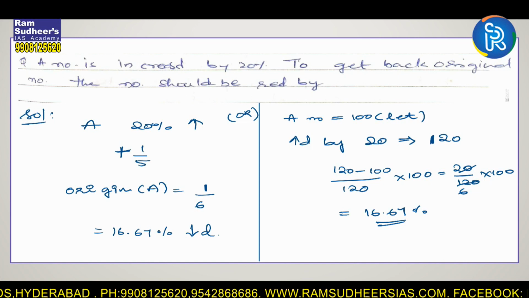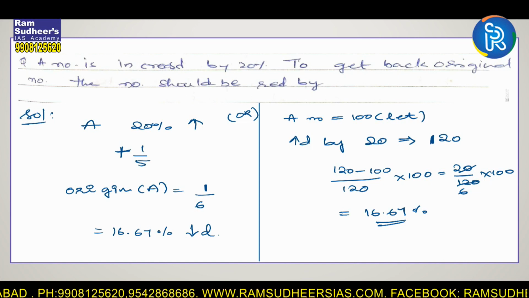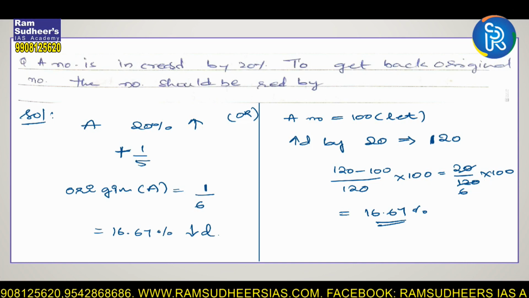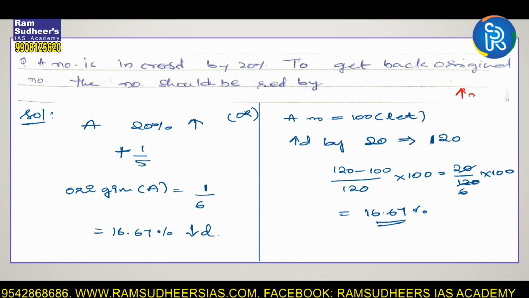This problem is also on similar lines. A number is increased by 20%. To get back the original number, the number should be reduced by how much? A number is increased by some x% to get back the same number.